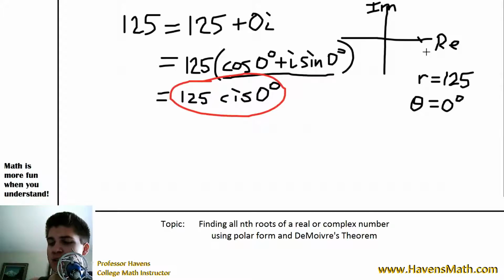So what we want to do is find the nth roots of 125. If you've lost track of the problem we're doing, we're trying to find all three cube roots of 125. So 5 was one of them. What are the other two? Essentially, that's what we're getting at.